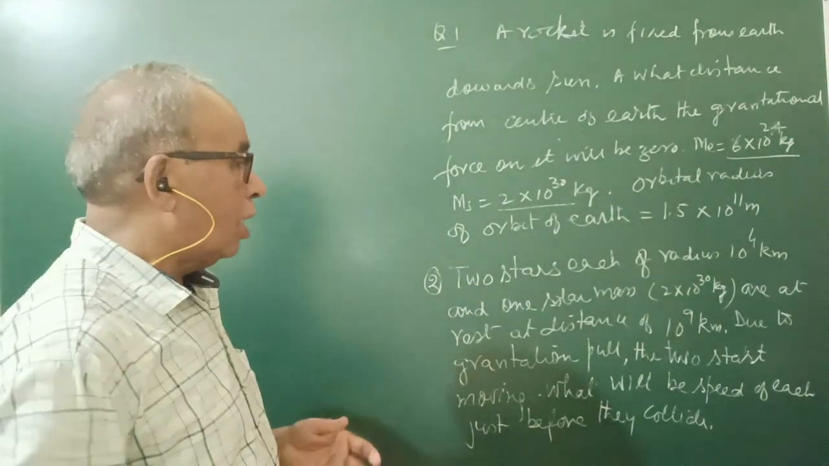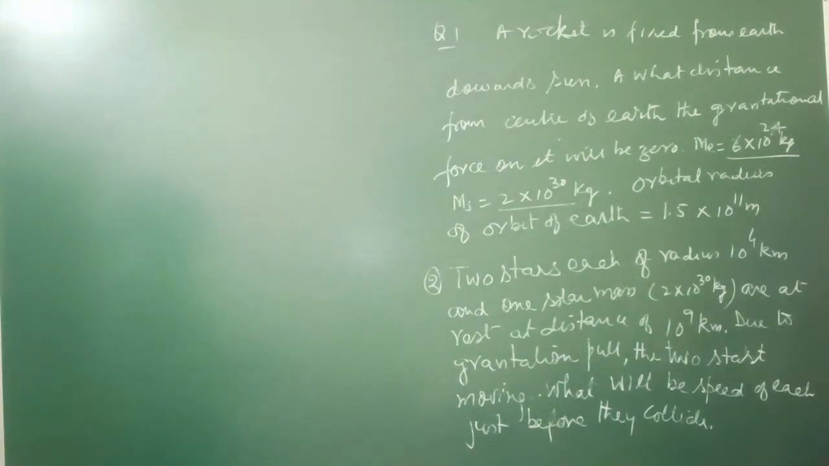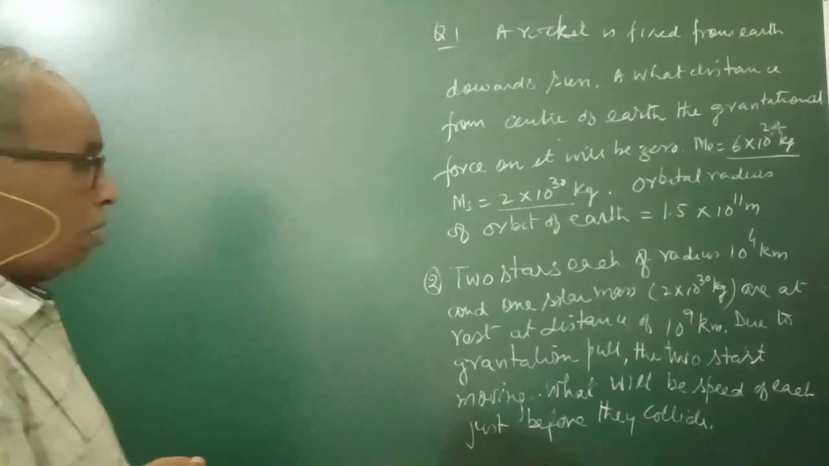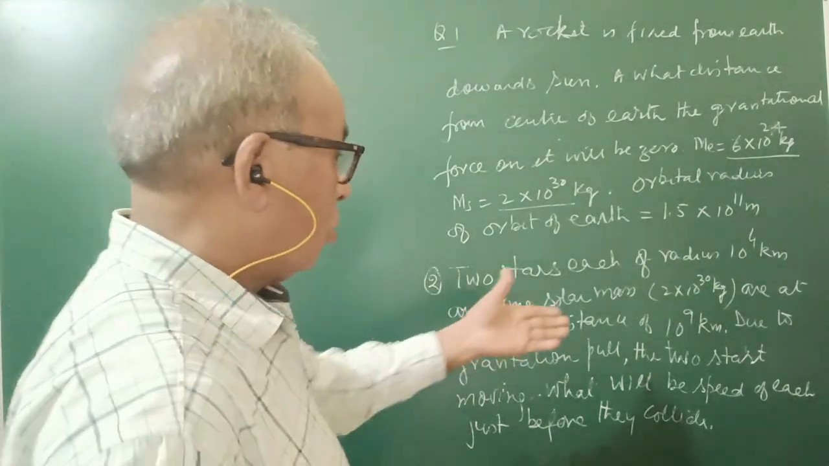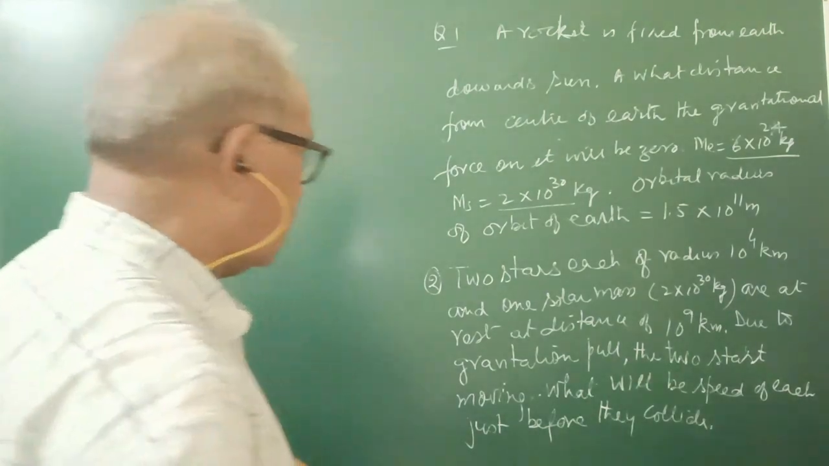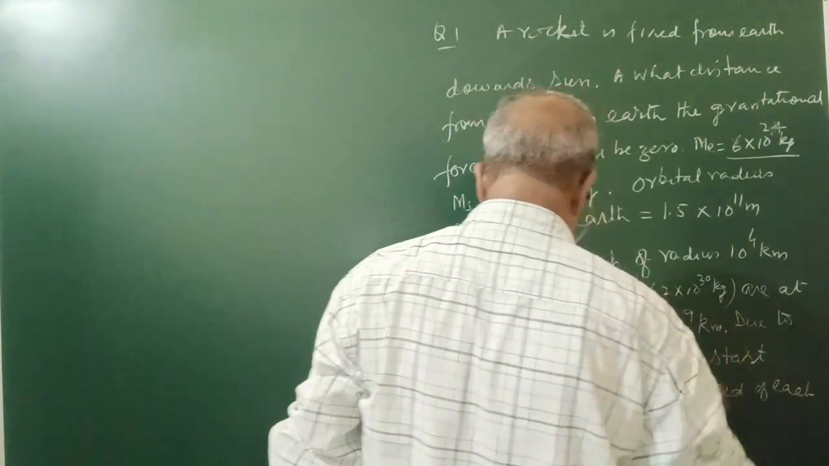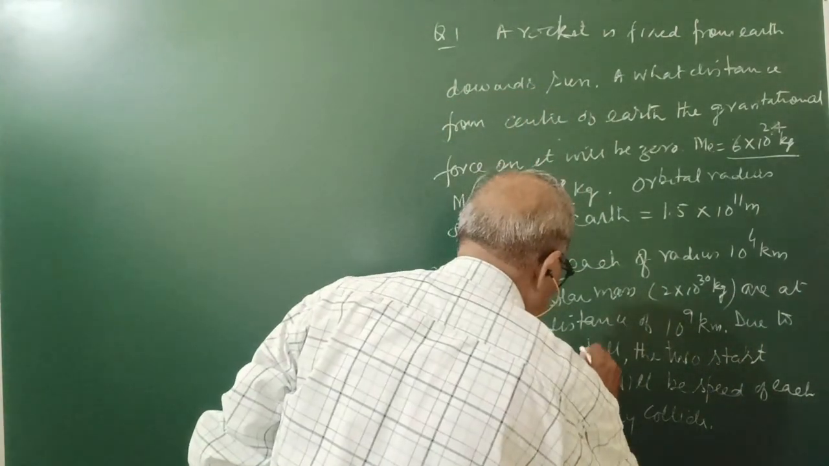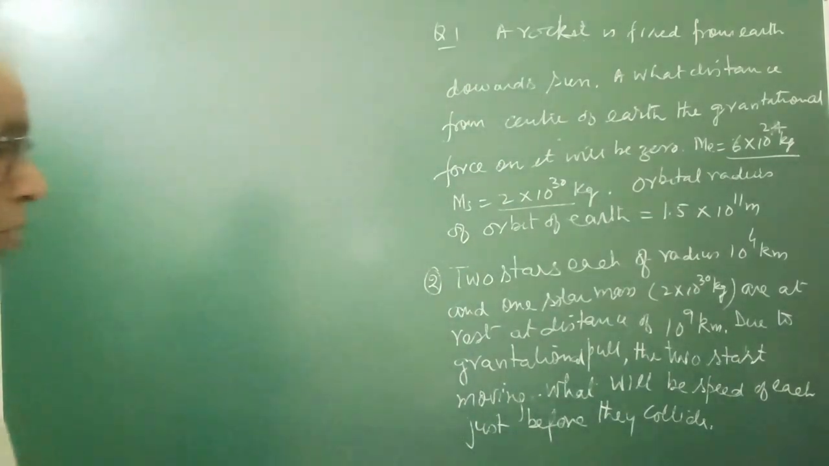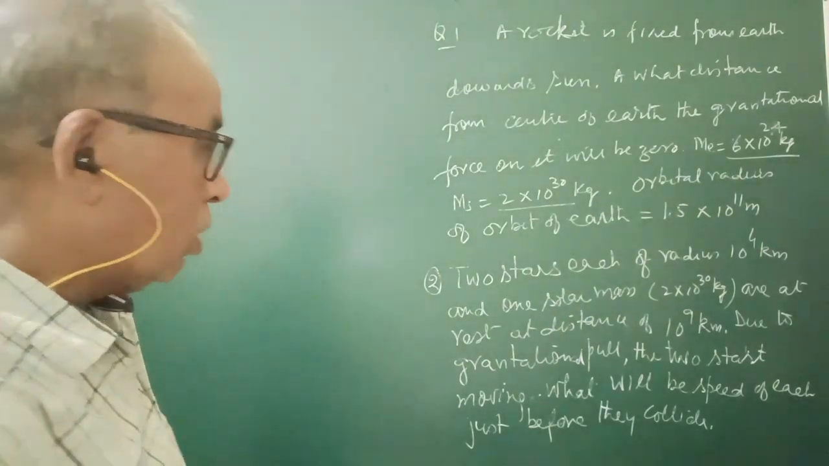Second question: two stars, each of radius 10 to the power 4 kilometer and one solar mass, 2 into 10 to the power 30 kg, are at rest at a distance of 10 to the power 9 kilometer. Due to gravitational pull, the two start moving. What will be the speed of each just before they collide?